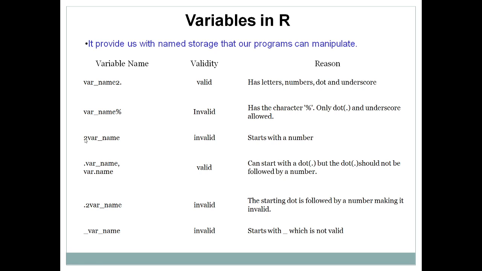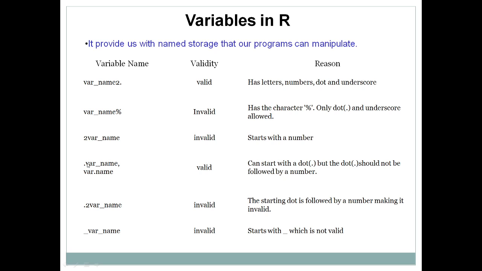Now the third one is 2var_name. 2 is a digit, and a variable cannot start with a digit, so it's an invalid one. This is the same rule as in C, C++ and Java. But in R, a variable can start with a dot. Underscore is not allowed for starting, but dot is. So .var_name is a valid one because it can start with a dot. But dot should not be followed by a number: .1 is not allowed, and likewise .2 is not allowed.